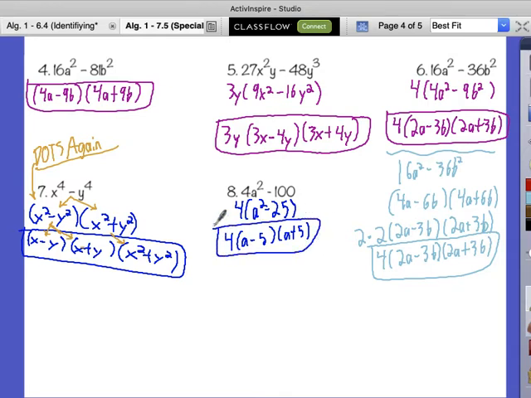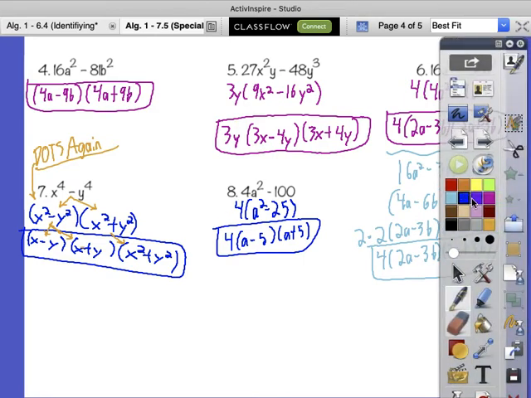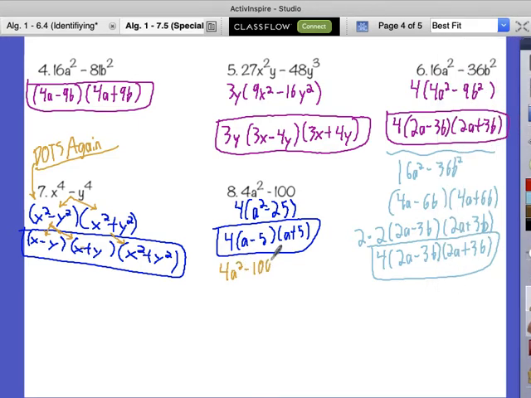Now I know some people went the other route where they did the difference of 2 squares first, which can work. So they said, oh, 4a squared minus 100, that's the difference of 2 squares. 2a minus 10, 2a plus 10. Then we have to say, keep going. But a lot of times it can be hard for us to notice that we have to keep going. When we get to here, we're like, oh, we're done.